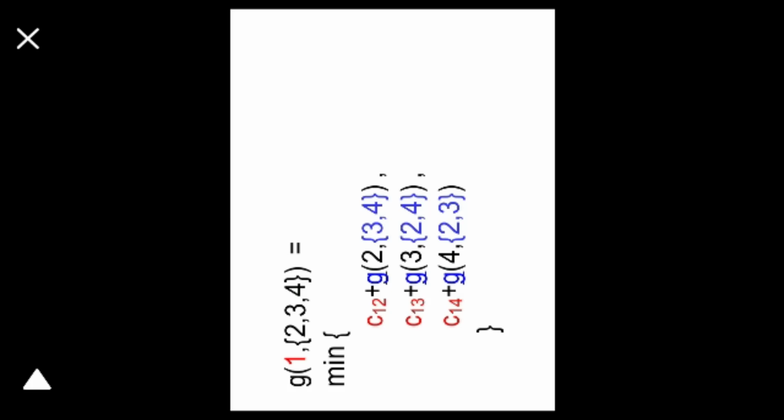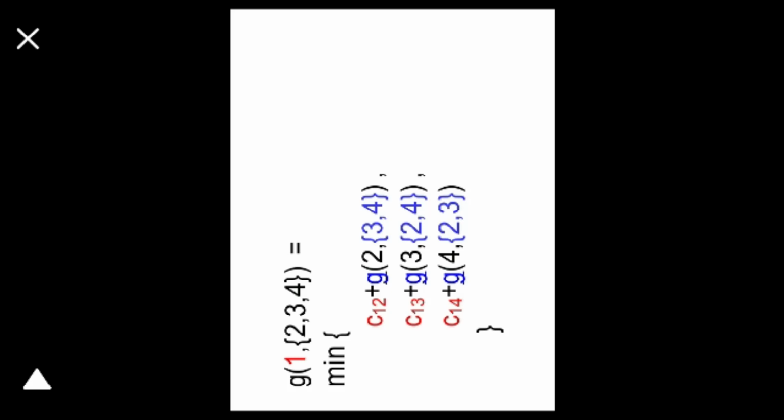Now if you see the first line, C12 plus G of 2, comma, from 1 if you have visited 2, the remaining cities are 3 and 4. If it is from 1 to 3, then C13 plus G of 3, comma, remaining cities are 2, 4. Now C14 means C14 plus, now we are at 4, G of 4, comma, remaining cities are 2, 3.